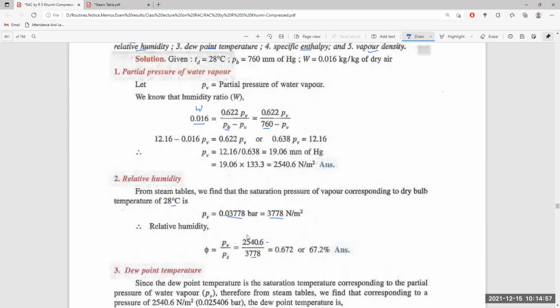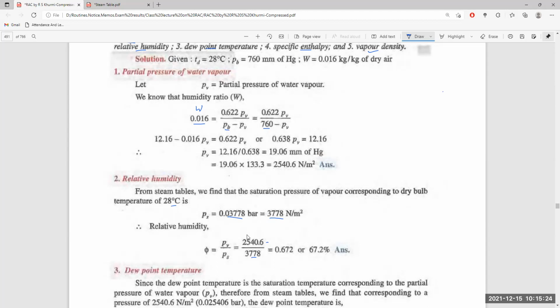So here, in the case of mass, we are using the standard gas equation, and the ratio is PV to PS. That is, PV is the partial pressure of water vapor, and PS is the partial pressure of saturated steam, the saturation pressure at the dry bulb temperature.